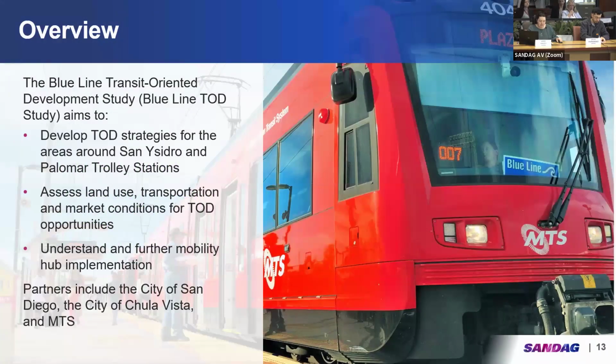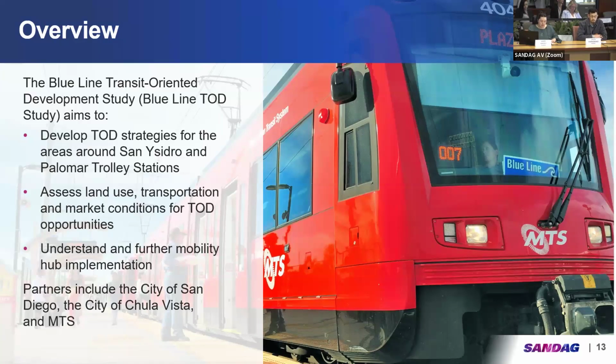So the Blue Line TOD study identifies opportunities for encouraging and creating TOD at and near 2 Blue Line trolley stations, San Ysidro Station in the city of San Diego and the Palomar Transit Center in the city of Chula Vista. You'll see examples for both stations throughout the presentation, but the same analysis was completed for each station. The study assesses land use, transportation, and market conditions to inform strategies for TOD implementation that highlight opportunities for potential development, community integration, and mobility improvements.